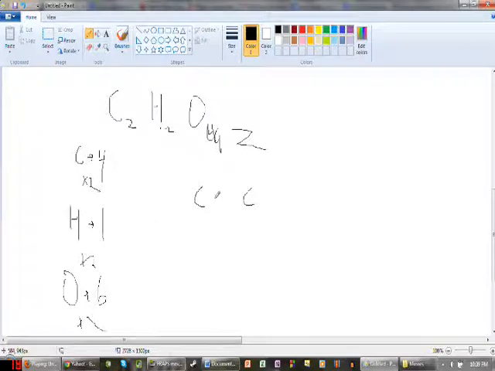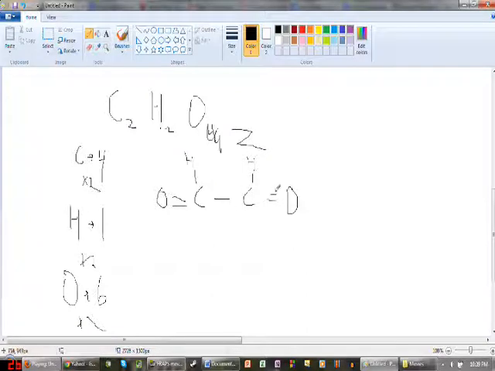So 2 hydrogens. So let's put hydrogens here, and then oxygen. So let's see what happens. We put 1 oxygen there, and bond. So this carbon has 3 bonds, and this one only has 2. So this bond needs to be a double bond. So this carbon has 4, and then this one can also have a double bond here, so that its number of bonds goes up to 4.